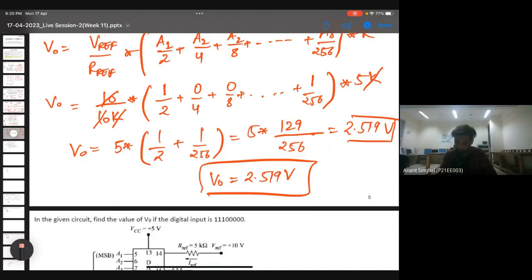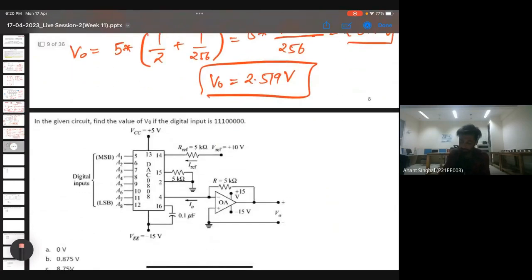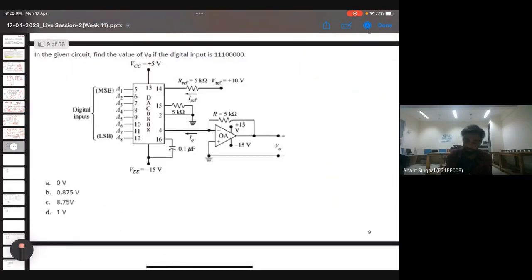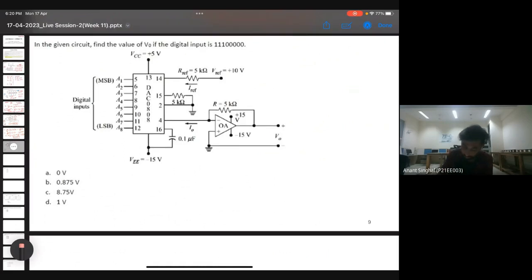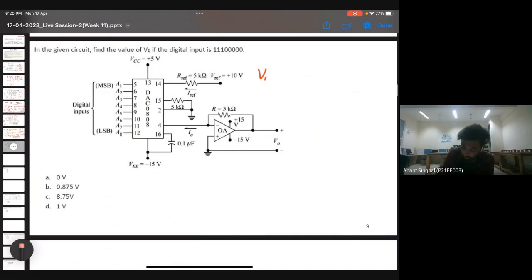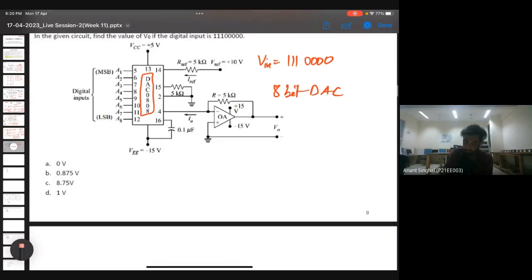Okay, so we'll try to solve a similar problem again with some different values. You can pause the video during the recording and maybe try it by yourself and then check the solution. So the input here is 111 and then 5 times 0. This is again a DAC 0808, which is an 8-bit DAC. So the input voltage we will write accordingly.